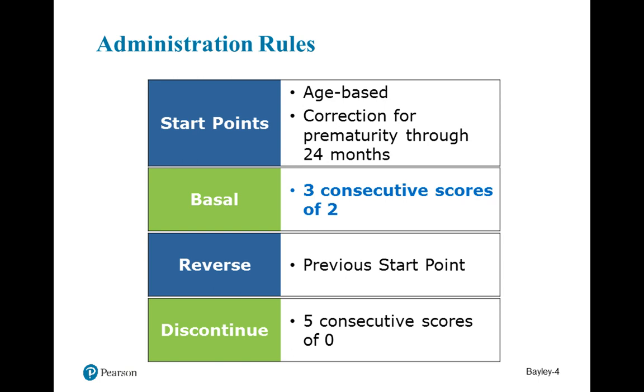The basal is 3 consecutive scores of 2, and reversal is a previous start point. And discontinue, it's 5 consecutive scores of 0. Now, this is for all 3 of the subtests that are administered. We'll talk about the social, emotional, and the adaptive in a second, what the rules are there. But these just happen to be the same for all 3 of them, which is great.